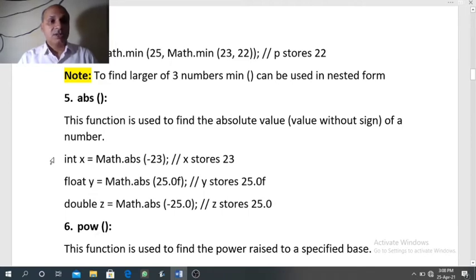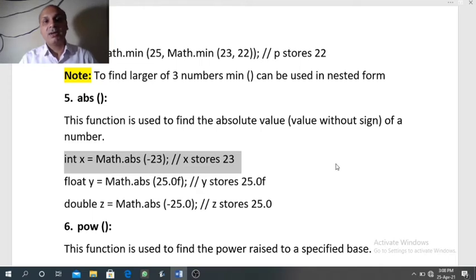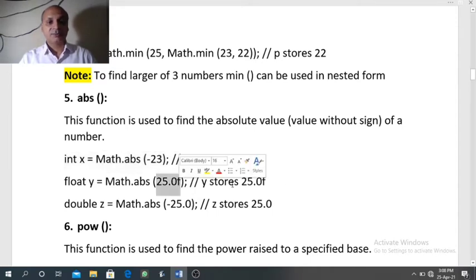So it also returns the same data type, that is depending on the argument. So in the first case, math.abs of minus 23. So the absolute value of minus 23 will be 23, an integer value. That is why x is declared integer type. In the second case, the argument passed is a float value. That is why y is declared float type.